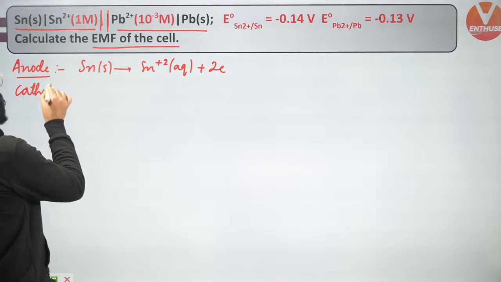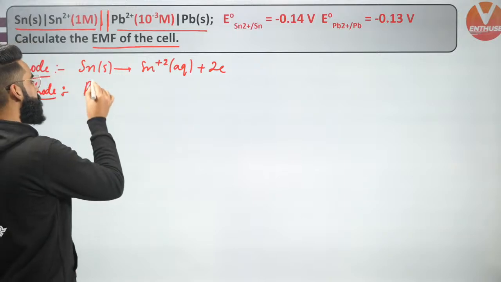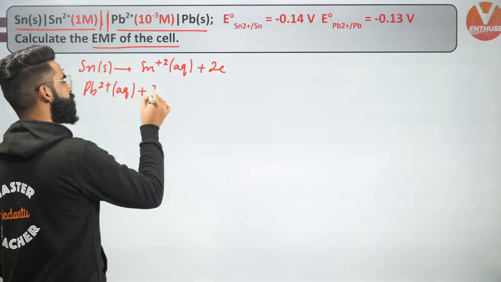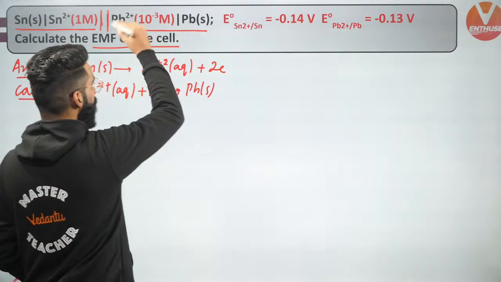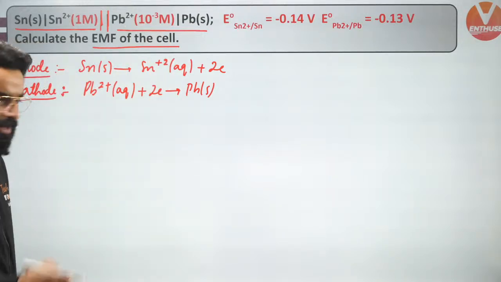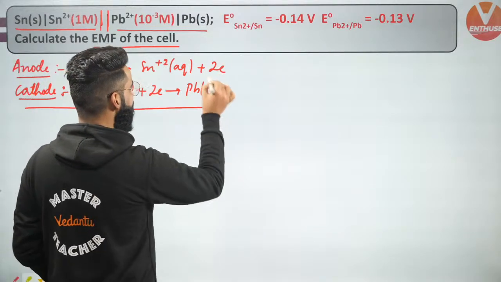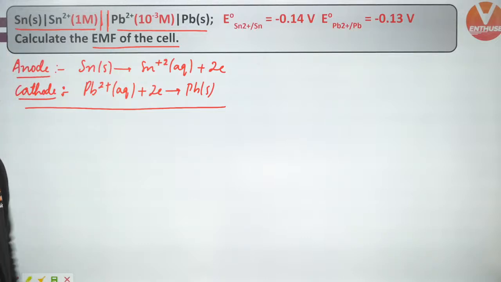Absolutely, we can do that. The reaction which will be taking place at cathode is going to be Pb²⁺ aqueous plus 2 electrons gets converted to Pb solid. This is the reaction taking place at cathode, a reduction reaction. Now, people, in order to write the net reaction, I need to make the electrons balanced in both the reactions. And electrons are already balanced in both the reactions.